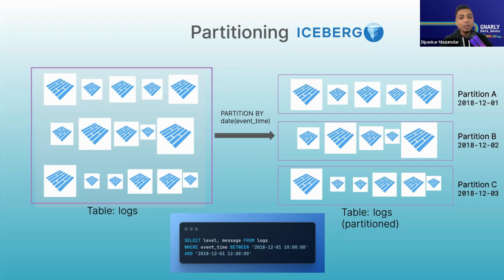Now instead of looking into the entire table of data files, a query engine can basically skip the data files in partition B and C because they are non-relevant. We are only looking for 1st of December. So we can just go and take the data from partition A and get the value from there and satisfy the query. So partitioning basically allows us to do data skipping and helps ensure the performance part.